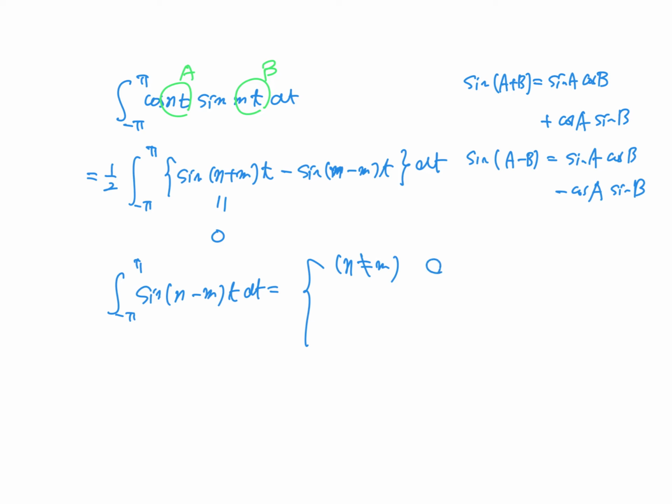When n is m, what happens? When n is equal to m, n minus m is equal to 0, and sine 0 is 0. So this is 0 always, right? Voila. So this is 0. So one to go.